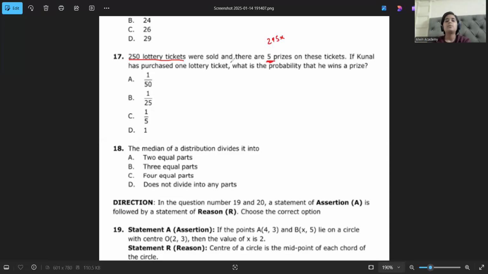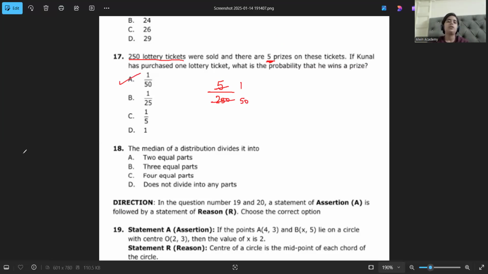If Kunal has purchased only one lottery ticket, so Kunal has just one lottery ticket, what is the probability that he wins the prize? Now, for Kunal to win this particular lottery, his ticket should be one among these 5. So, for him, the favorable outcomes are 5 upon total outcomes, which is 250. 5 ones are, 5 50s are, 1 by 50, option number A.